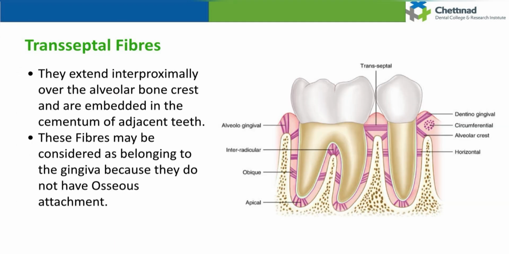We also have something called transseptal fibers that extend interproximally over the alveolar bony crest and are embedded in the cementum of the adjacent teeth. Please look at the image for reference. These fibers may be considered as belonging to the gingiva because they do not have an osseous attachment, so they are not generally considered among the principal fibers.